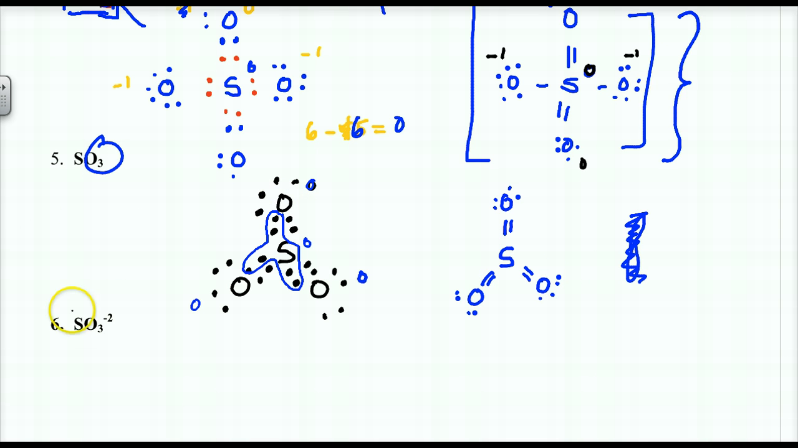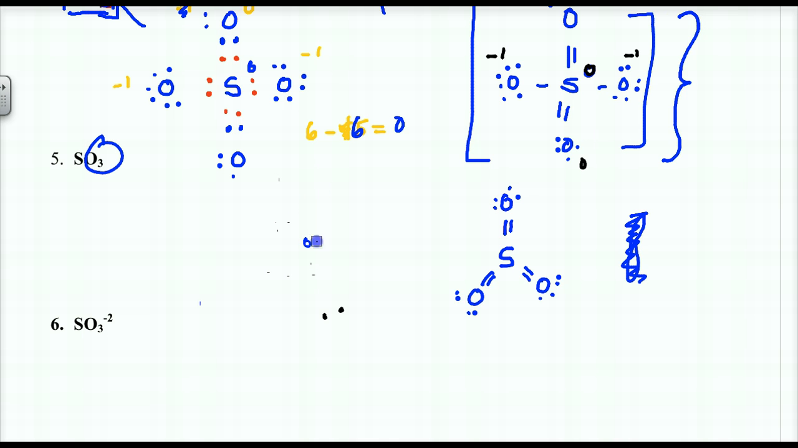Okay, so let's do SO3 2-. I'll make some room for myself. Oh, by the way, this is going to be sp2 hybridized, 120-degree bond angles, trigonal planar, non-polar because it's very symmetrical. Okay, so let's do SO3 2-. These are the advanced structures that you need formal charges to do, and they bother a lot of people because we don't have a good explanation for the structures they create.